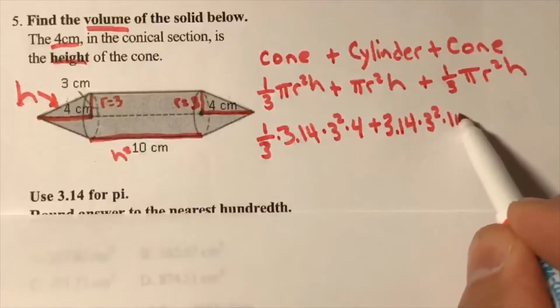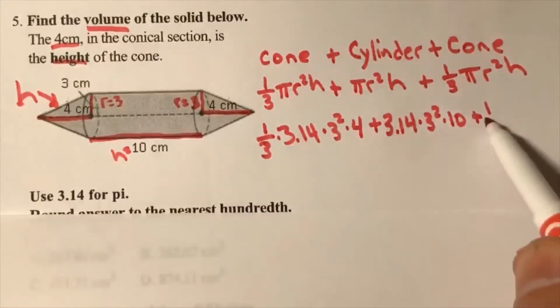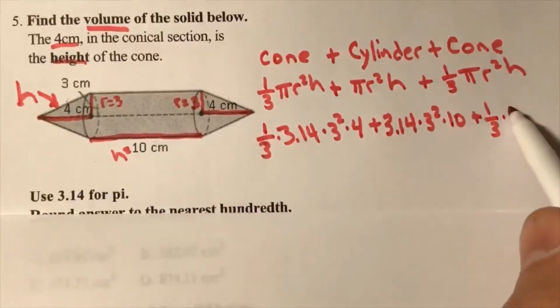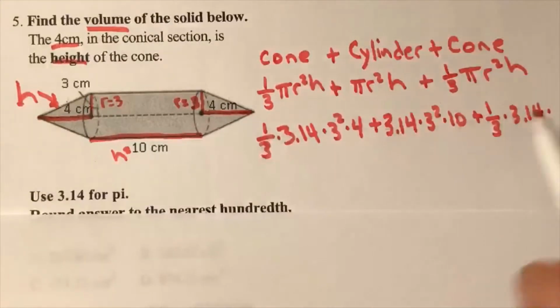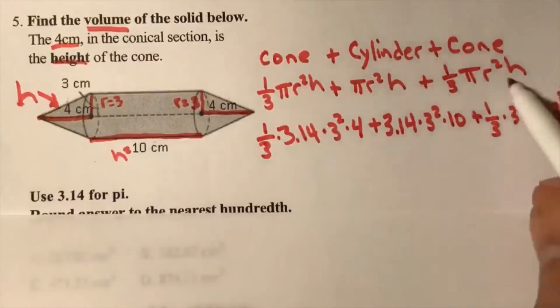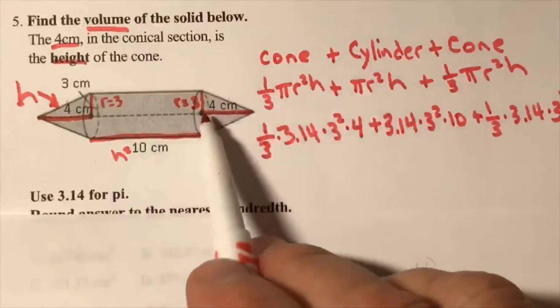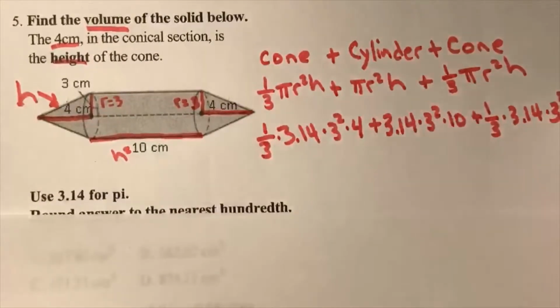Bring that down, bring down this plus sign, bring down now the 1/3. You're in the cone section. Replace the pi with 3.14. The radius is still 3 throughout. Make sure to square that. For the height, make sure you go back to the cone and get the height. We're in this cone, which is still 4.